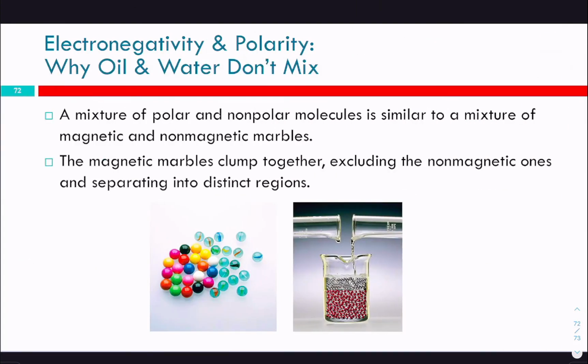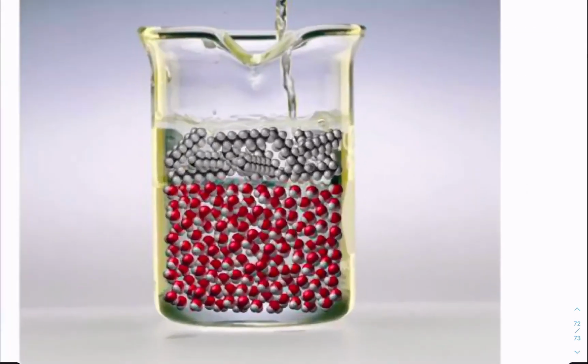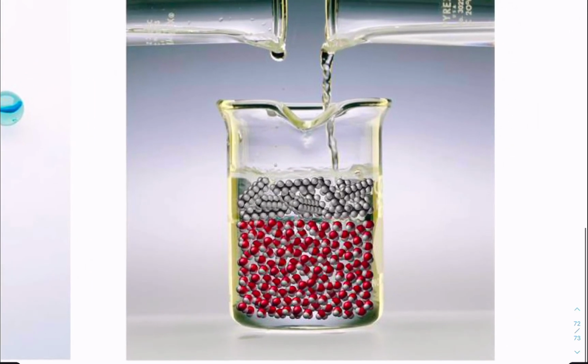So if you had, I think you could buy magnetic marbles. Sounds really cool. If you had a mixture of magnetic and non-magnetic marbles, and you threw those all together, all of the magnetic marbles would clump up, and they would push out almost all of the non-magnetic marbles. So those are the non-magnetic ones out here, and then these are the magnetic ones all bunched up. So if you look at this, all of these water molecules are lining up with each other, positive end to negative end. And then the oil molecules can't fit in between any of those spaces.